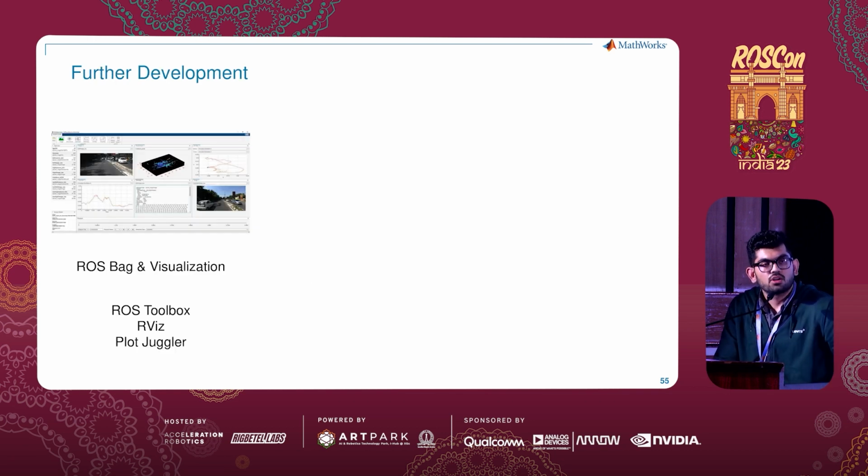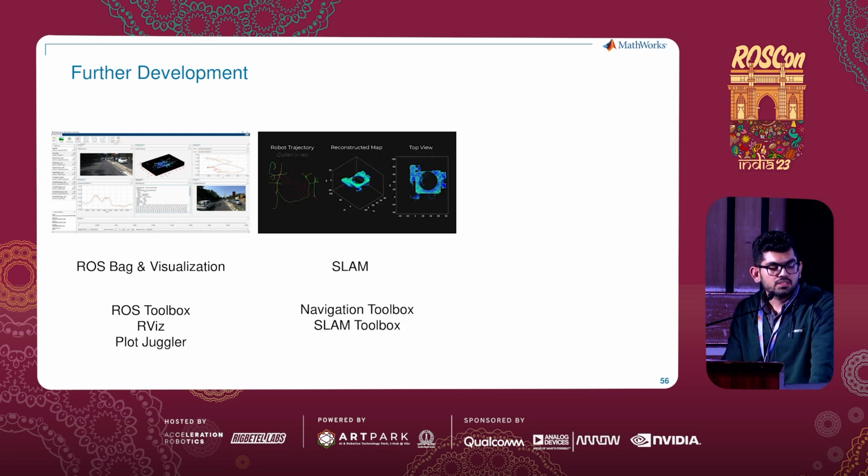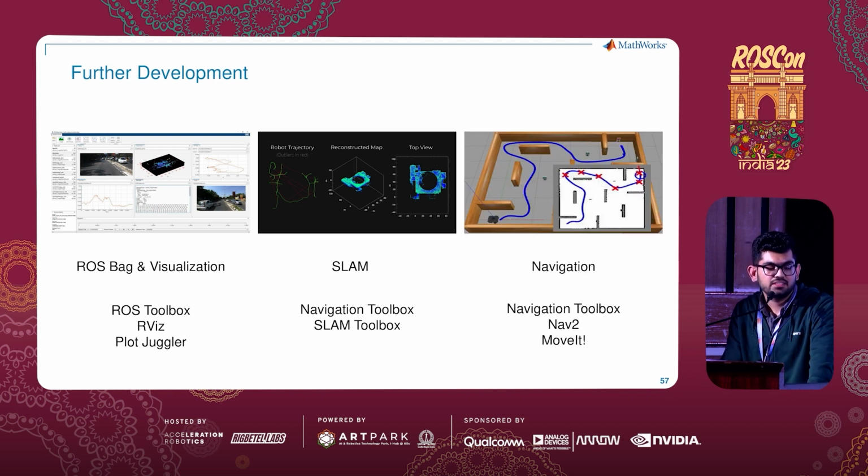Let's say you want to visualize the ROS bag. You can use ROS Toolbox from MATLAB, RViz from ROS, and PlotJuggler, which is another tool we can use. For SLAM, we can make use of Navigation Toolbox or SLAM Toolbox from ROS. And for navigation path planning, we can again use Navigation Toolbox or Nav2. Once we have created all these topics, we can easily use all these tools to create a robot application.